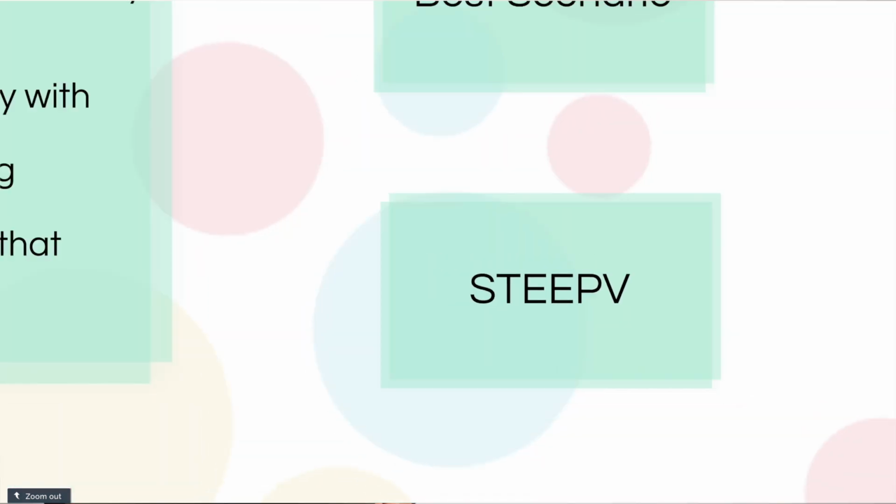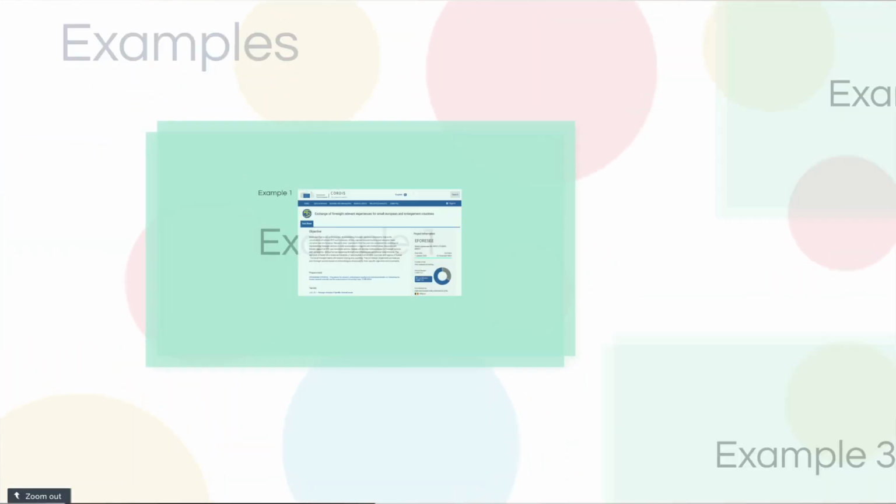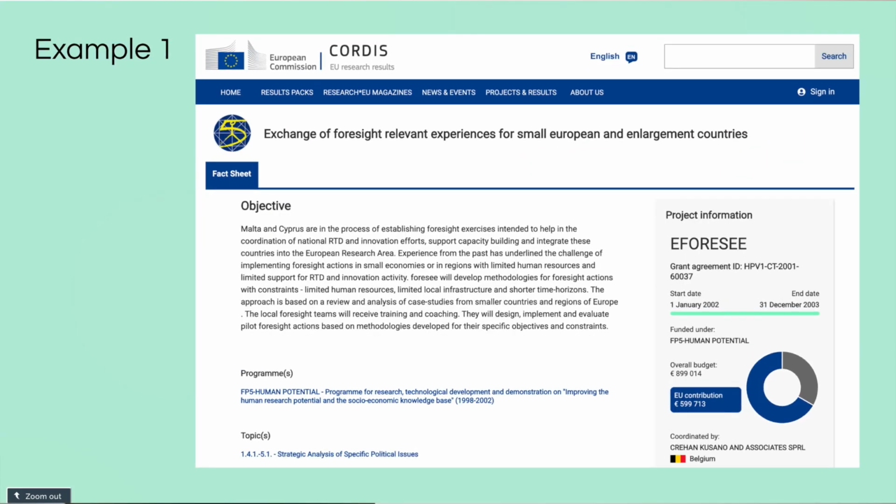Let us go to some examples. This is example 1. This is a very old project, relatively old project. It was called E4C, and it was a foresight exercise. It was funded by the EU in 2002, before Malta joined the European Union.